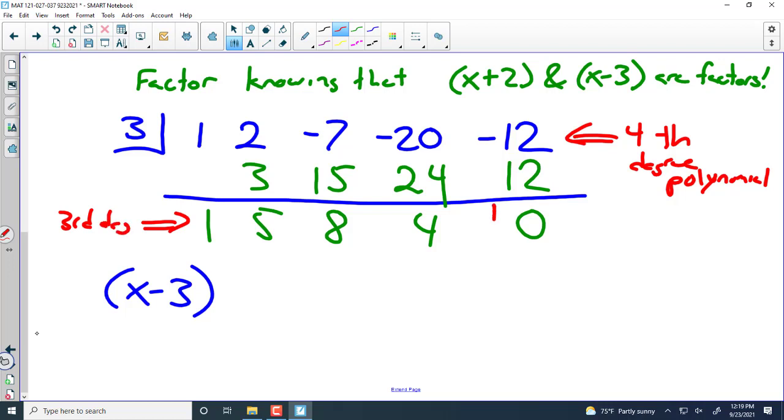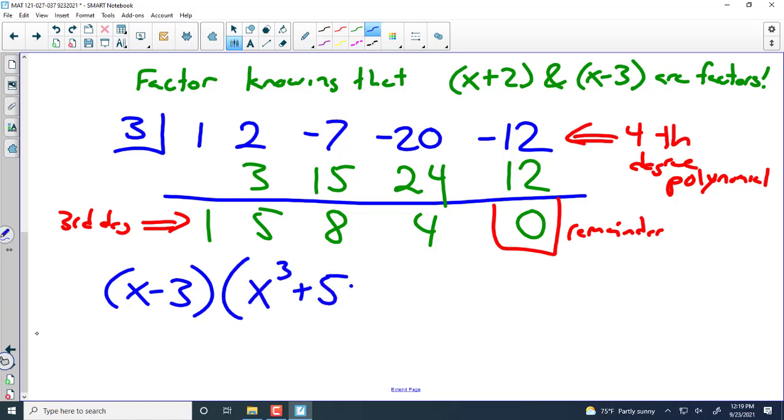This right here is your remainder, but the 3rd degree polynomial that you have is x cubed plus 5x squared plus 8x plus 4. Not only do we have a factor pulled out, but we have started to break it down. And I would love to have a few more minutes to finish breaking this down with you, but we are out of time. So we're going to pick this up next time.